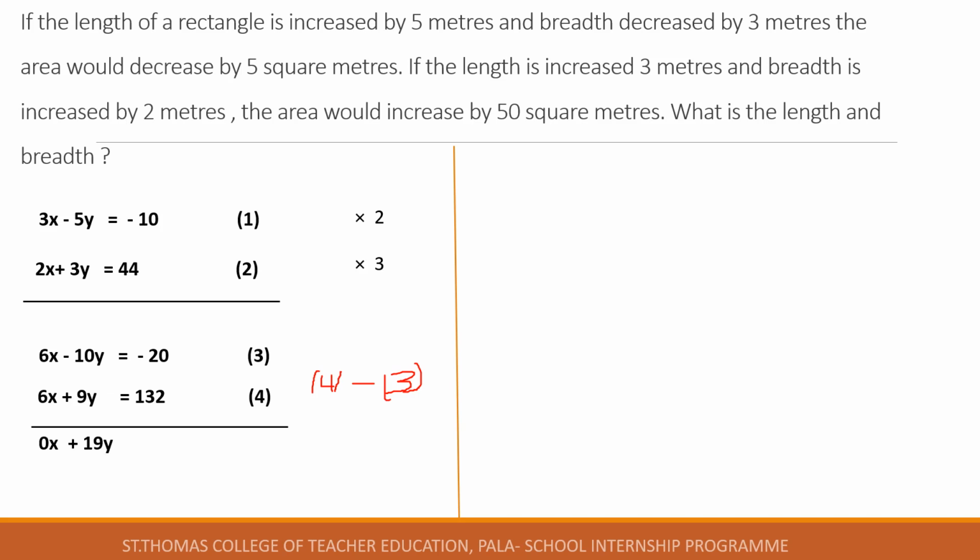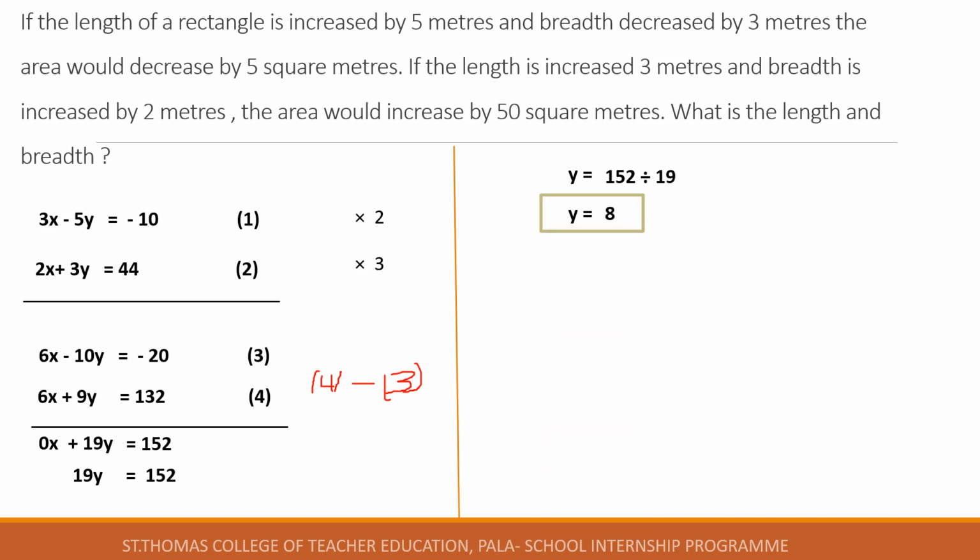And that is equal to 132 minus minus 20. We get 152. So 19y equal to 152. So y will be, good, 152 divided by 19. And what do we get? Do the step, okay? We get 8. All of you do the division and check whether you get 8. So we got the value of y.